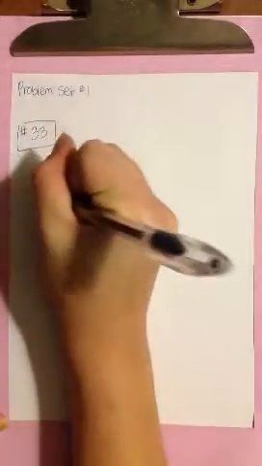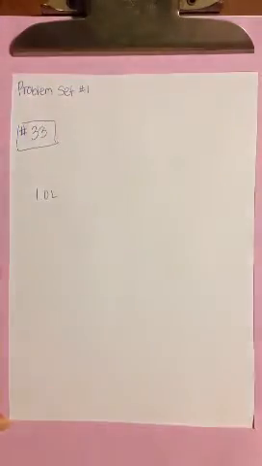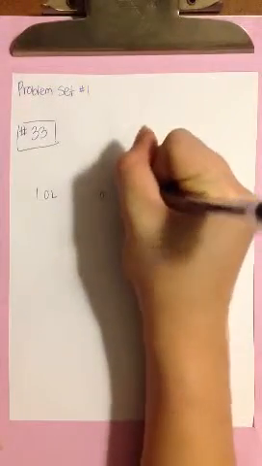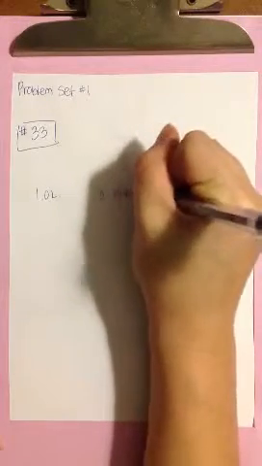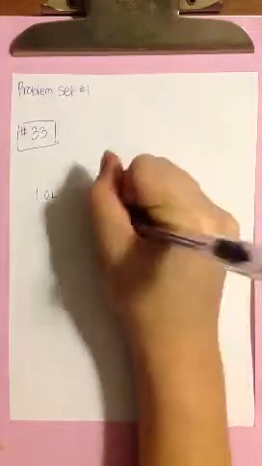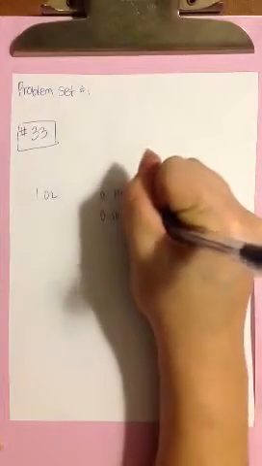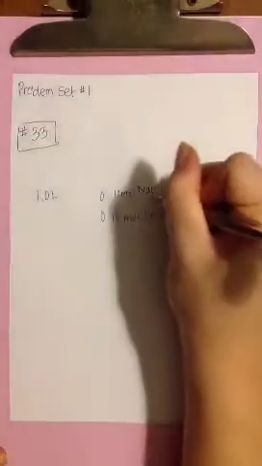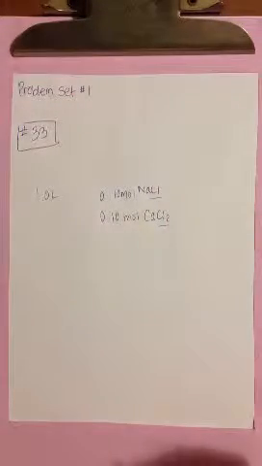This problem comes from problem set number 1. It's problem number 33 from 1999. It tells me I have a 1 liter sample of aqueous solution, so 1.0 liters, and in that I have 0.1 mole of NaCl and 0.1 mole of CaCl2. I'm noticing right away that they both have Cl, so I'm wondering if that has something to do with it.